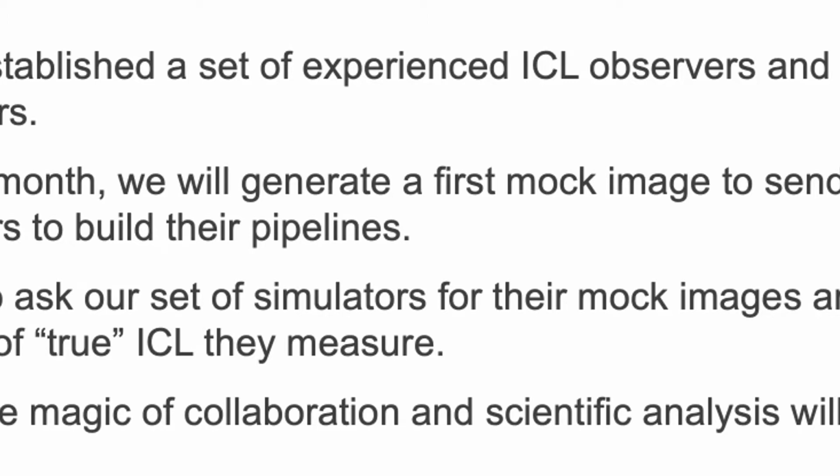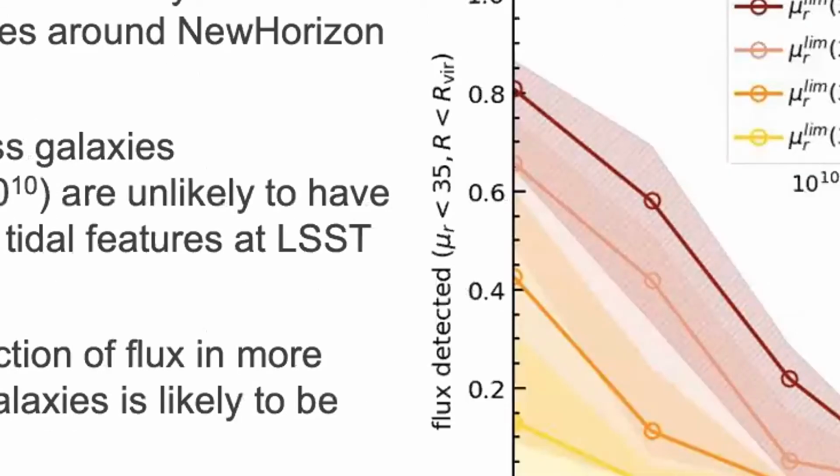What is the best way to measure intracluster light, which hasn't been something that has been established so far, and which low surface brightness features constrain theory. Working group members have visually classified tidal features around New Horizons simulated galaxies.